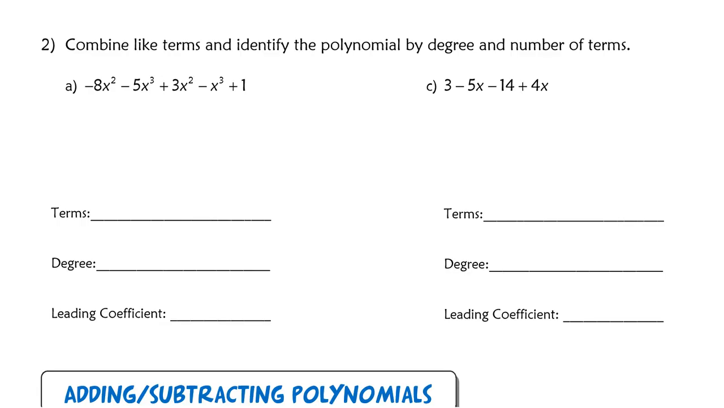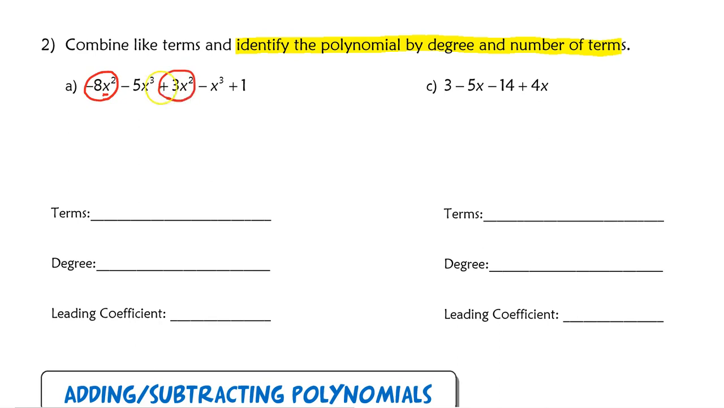Okay, now in example 2, we're actually going to combine like terms. Instead of just circling them, we're going to combine like terms, and then the resulting polynomial that we are left with, we want to identify by degree and number of terms, just like we classified them yesterday. So let's start off with example A. The first term is negative 8x squared. I want to look for another variable part that has the x squared. So here I found another like term.